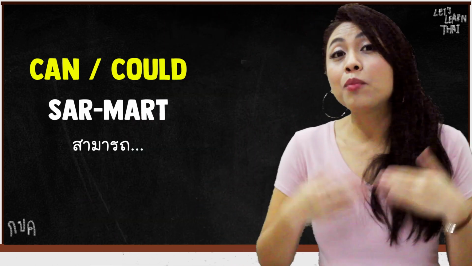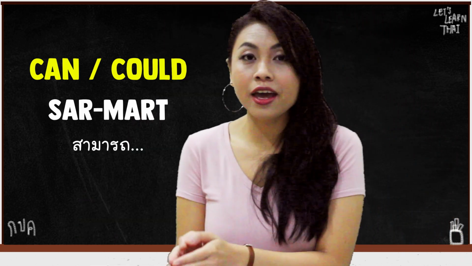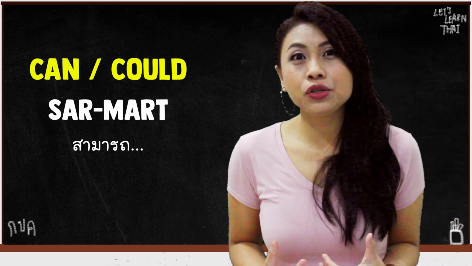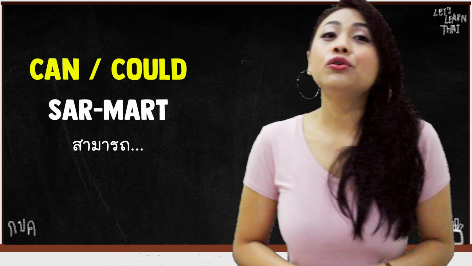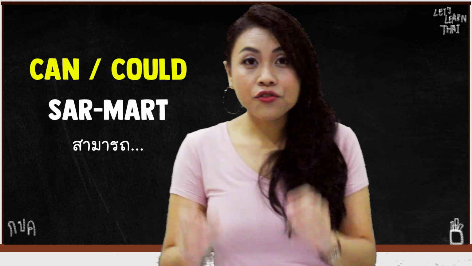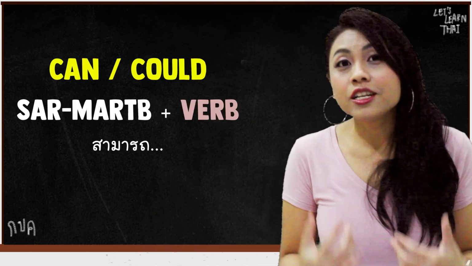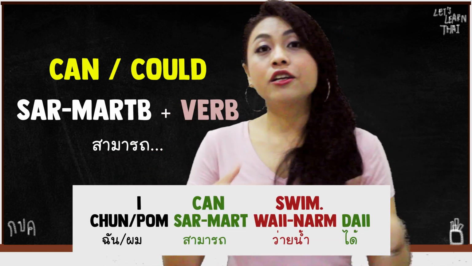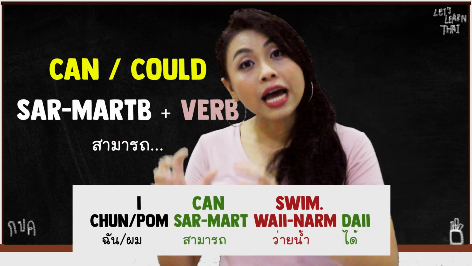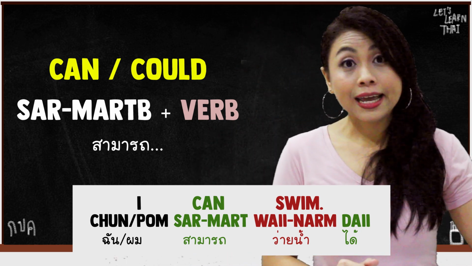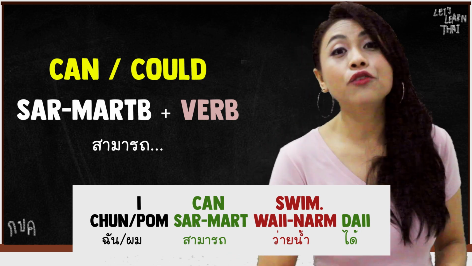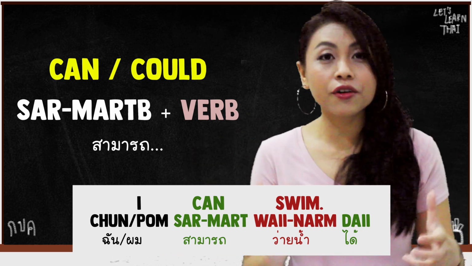Or someone might tell you that can means สามารถ in Thai and you want to use the word สามารถ. You put the word สามารถ in front of the verb and that sentence would be formal. For example, I can swim ผมสามารถว่ายน้ำได้. It has exactly the same meaning. You just add the word สามารถ in front of the verb.